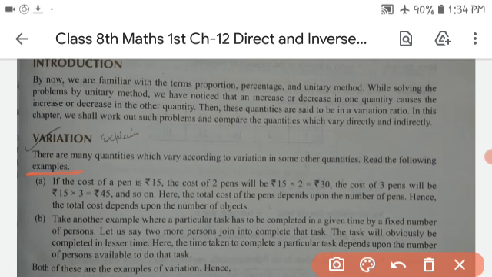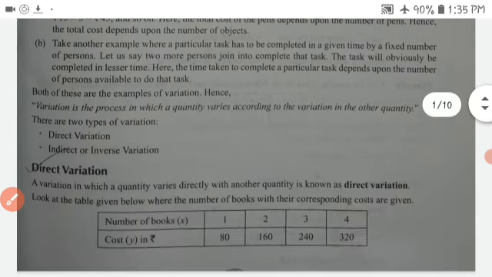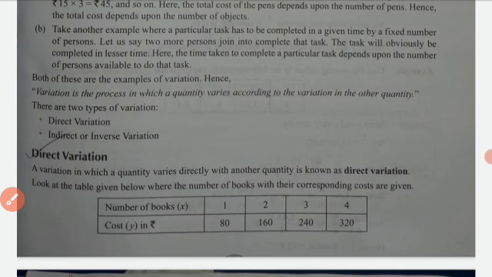For example, if the cost of a pen is rupees 15, then 2 pens cost 15 into 2, 3 pens cost 15 into 3, 4 pens 15 into 4, and so on. Here the total cost of pens depends upon the number of pens, hence the total cost depends upon the number of objects. So this is an example of variation. Now look at direct variation.